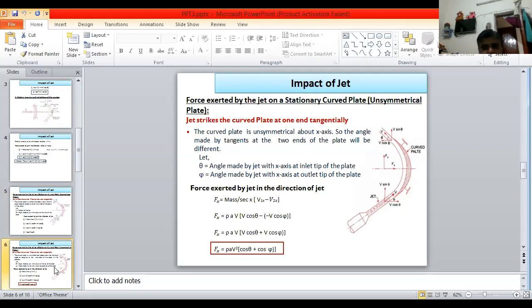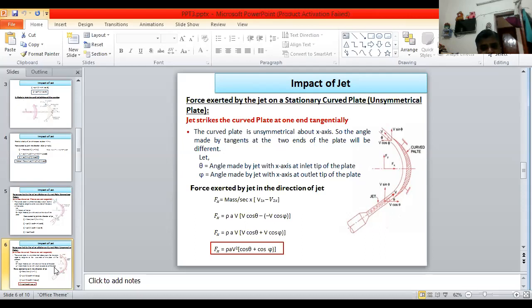The curved plate is unsymmetrical about the x-axis, so the angle made by tangents at the two ends of the plate will be different. That is, theta is equal to the angle made by the jet with the x-axis at the inlet tip of the plate, and phi is equal to the angle made by the jet with the x-axis at the outlet tip of the plate.